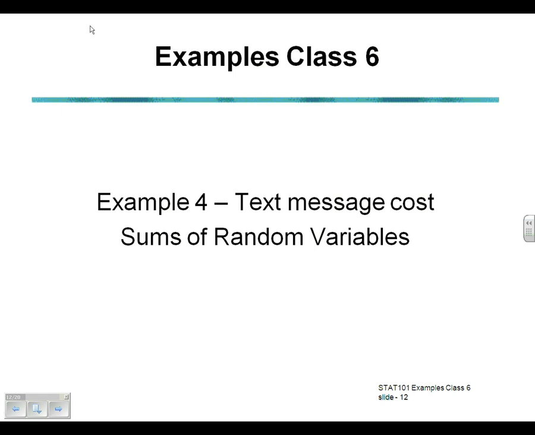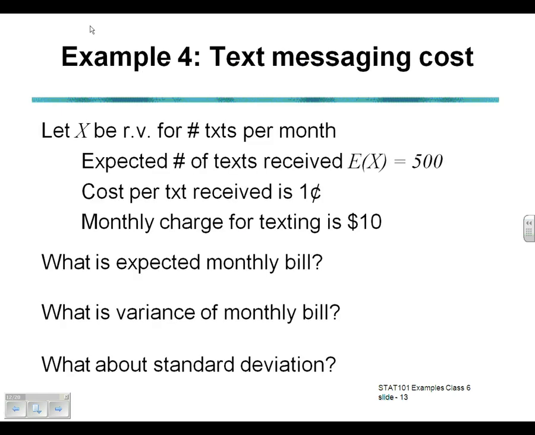So now we're on example 4, text messaging costs, and this involves the sum of random variables. So we're looking here at an expression for X, the random variable for the number of texts per month. And we are given information about the expected number of texts per month. Recall that using a rate, texts per month, means that we can start off by making an assumption here that we have a Poisson random variable.